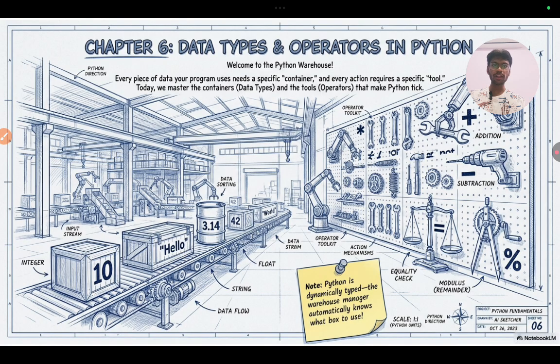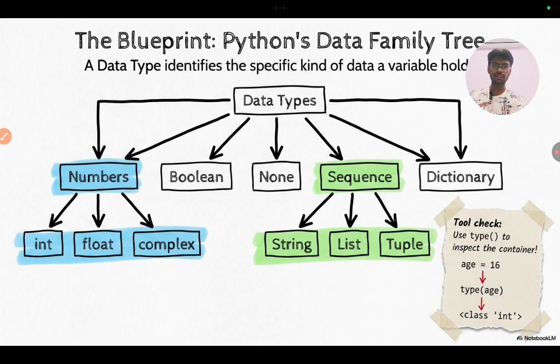And we should remember that Python is a dynamically typed language. We previously discussed in chapter 5, getting started with Python, what dynamically typed is. It means the warehouse manager automatically knows what box to use. The data types can be interconverted from int to float and float to int like that. So this we already discussed in the previous chapter also.